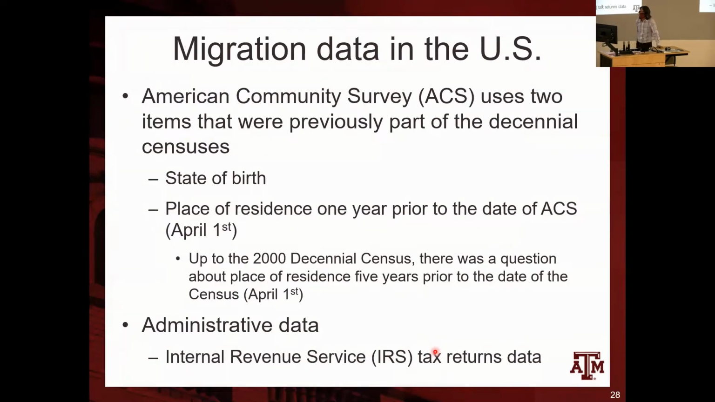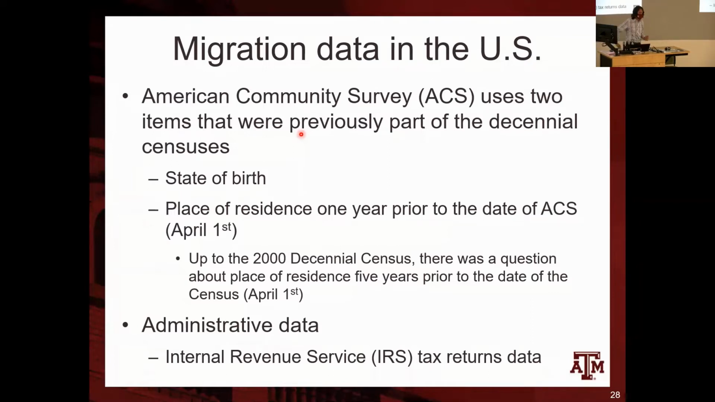So which kind of data do we have here in the US to measure migration, and more specifically, internal migration? The American Community Survey uses two items that, in the past, were part of the decennial censuses. And these two questions are related to the state of birth of the person. So we ask the person in which state they were born. And for people who were not born in the US, they answer which country they were born in. So that question can also capture international migration.